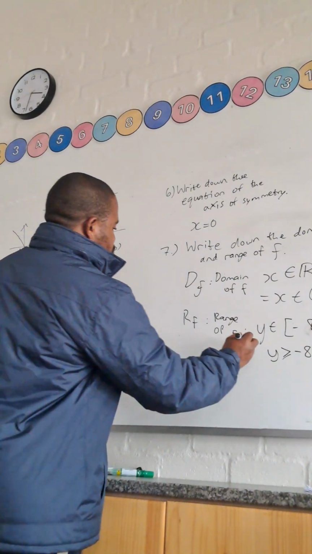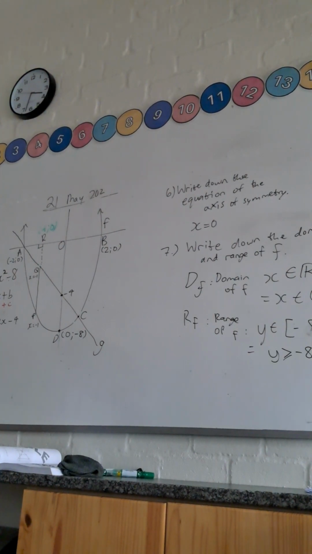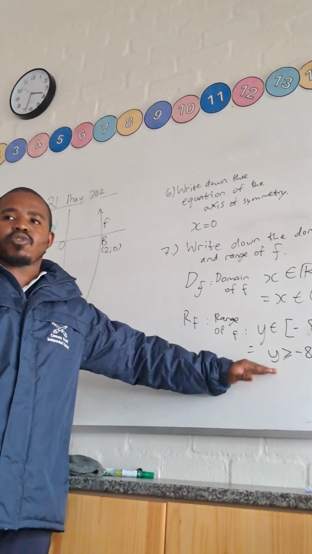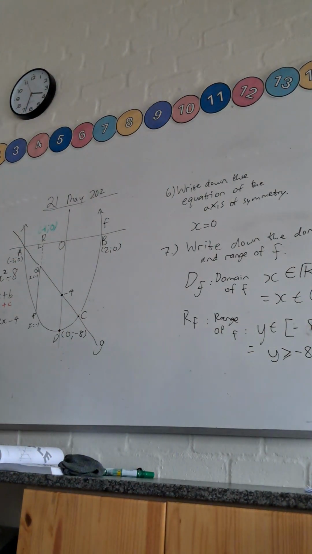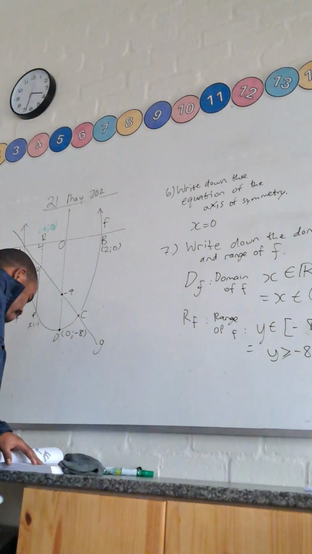I often forget to show you this, but y is greater than or equal to minus 8. In other words, all the y values are greater than or equal to minus 8. This is the same thing, written in two different ways. Does that make sense? So that covers the domain and the range.